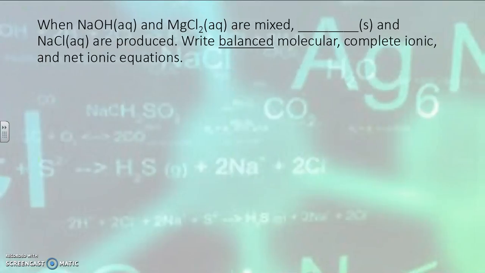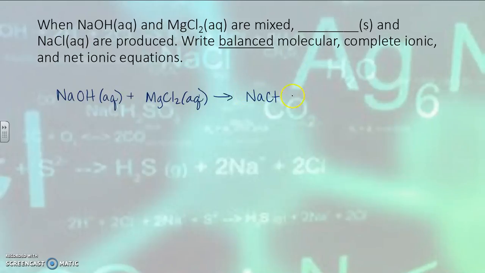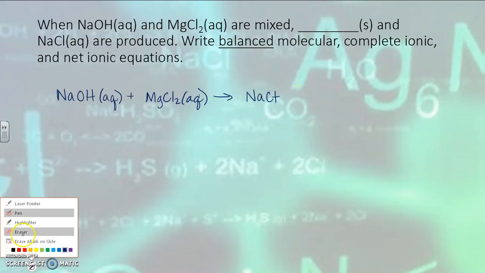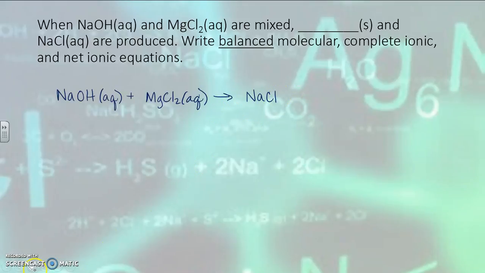All right, so here we have NaOH and MgCl2 and they're being mixed. NaOH, which is an aqueous substance, is reacting with magnesium chloride, which is an aqueous substance, and it's going to produce, look, it tells us a solid and sodium chloride. So we're going to make NaCl, and we're going to make Mg(OH)2, so magnesium hydroxide.